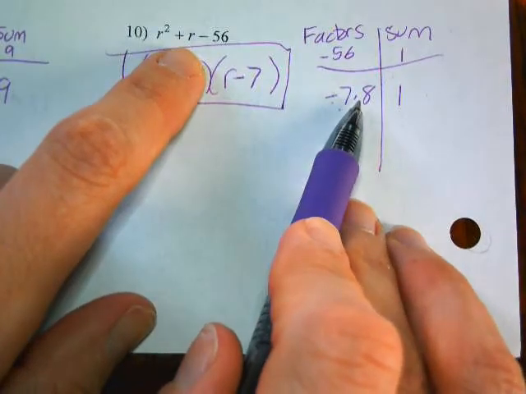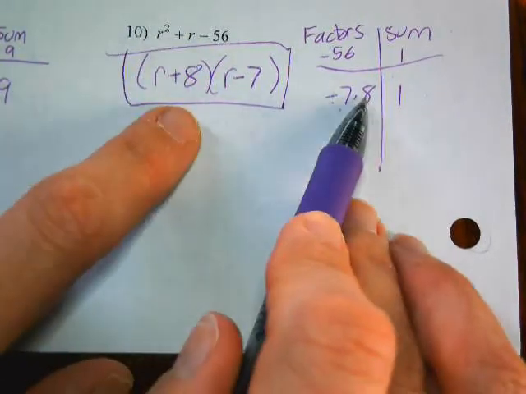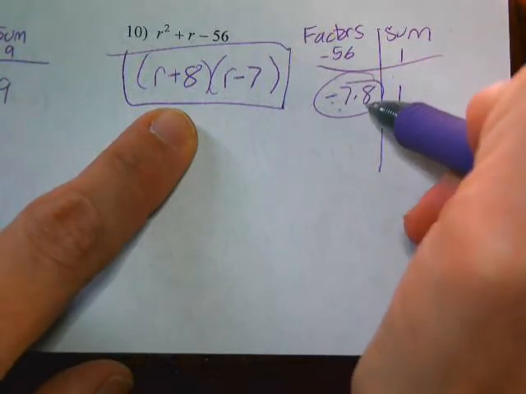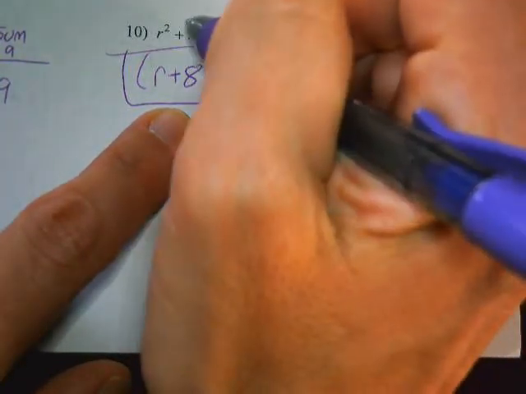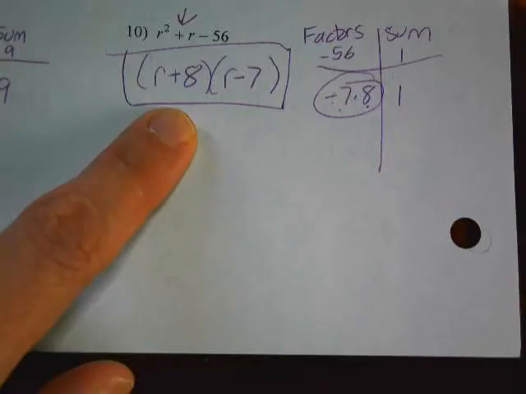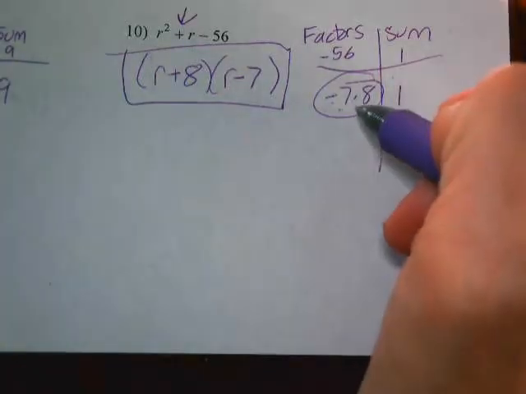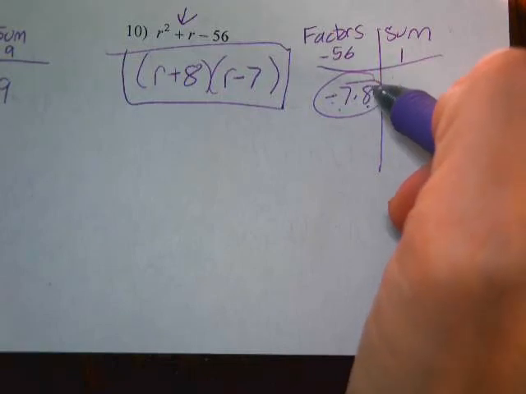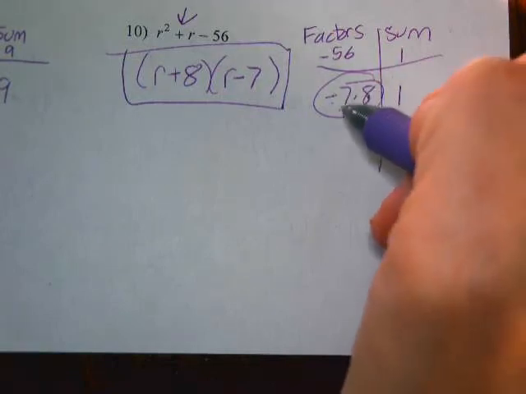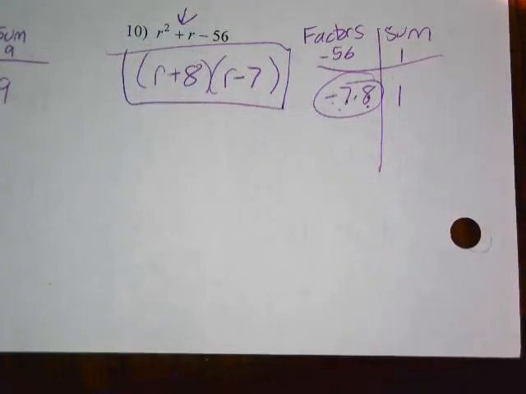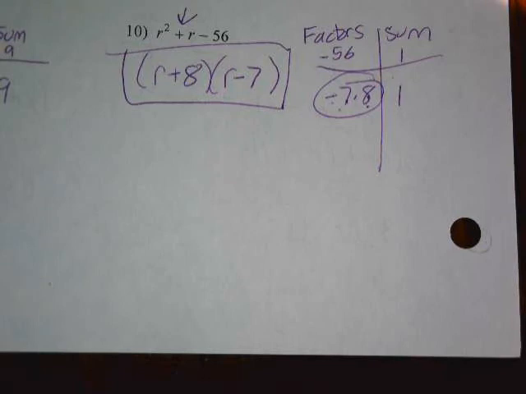Remember, you want more weight to go in the positive direction, so that's why the positive is the 8 and the negative is the 7. And that's it. So this was factoring GCF and factoring quadratics. Remember, always check for GCF before you start factoring.